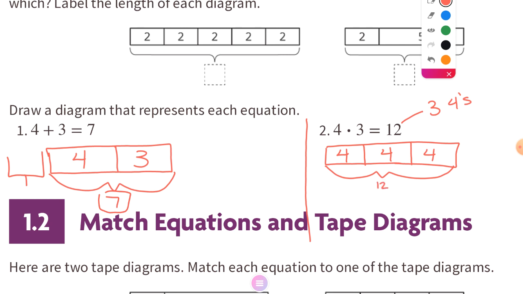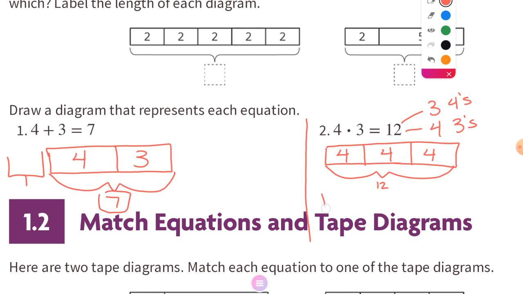What else could that problem mean? Three 4s. That's what we modeled, that we have 3 4s. What else could it be? Maddox? Yeah, 4 × 3 could mean that we have 4 3s.